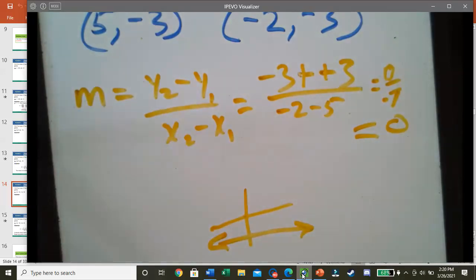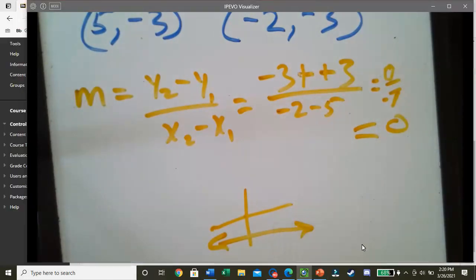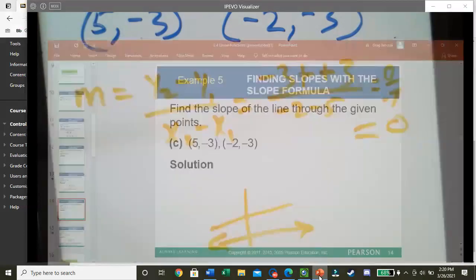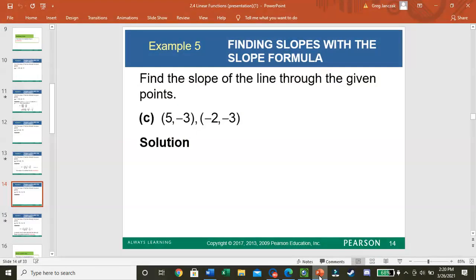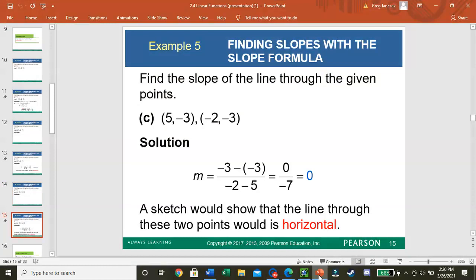So when 0 is in the numerator, our slope is 0. When 0 is in the denominator, it's undefined. Okay? 0 in the numerator, slope is 0. 0 in the denominator is undefined. Okay, so our slope is 0.